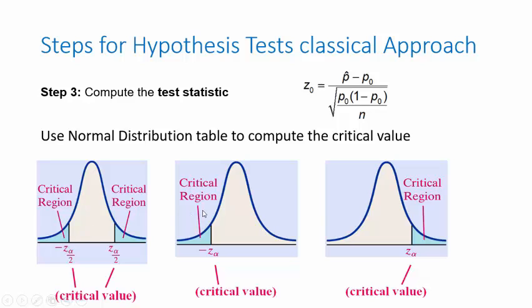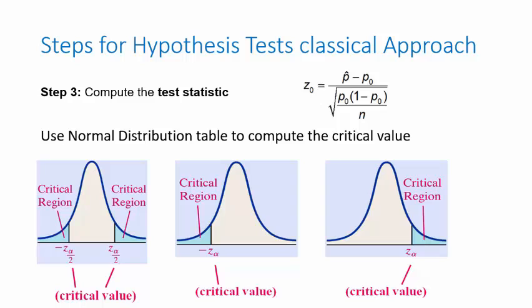If it's a left-tailed test and alpha is 10%, then this value, negative z sub alpha, would be here, with 10% area here and 90% on the other side. If it's a right-tailed test and alpha is 10%, this area would be 10%. We call this area, colored green here, the critical region. In a two-tailed test there are two critical values; in a left- or right-tailed test there is one critical value.